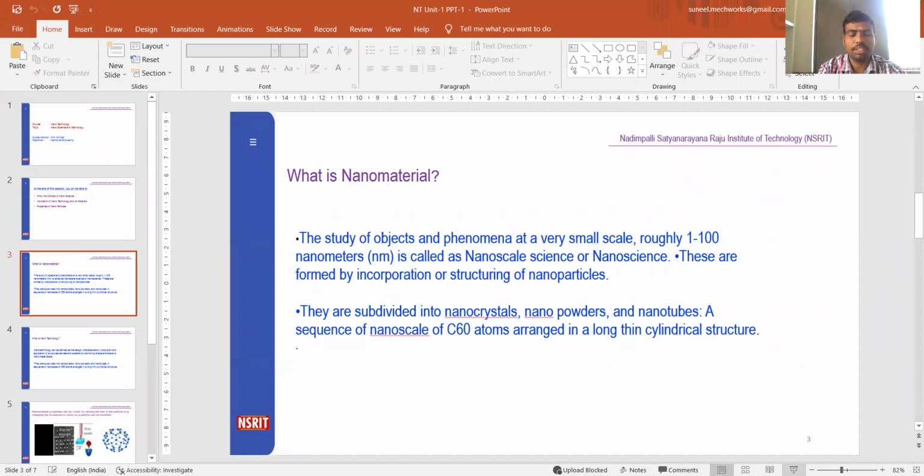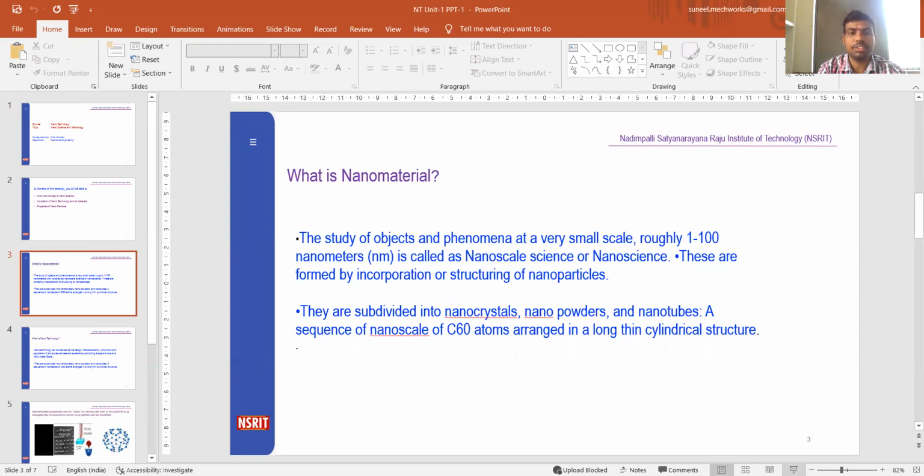So what is the numerical value of nano? The nano numerical value is 10 power minus 9. Kindly remember this. The value of nano is 10 power minus 9. So in nanomaterials, we are going to deal with the scaling of 10 power minus 9 meters. So coming to the nanomaterials.